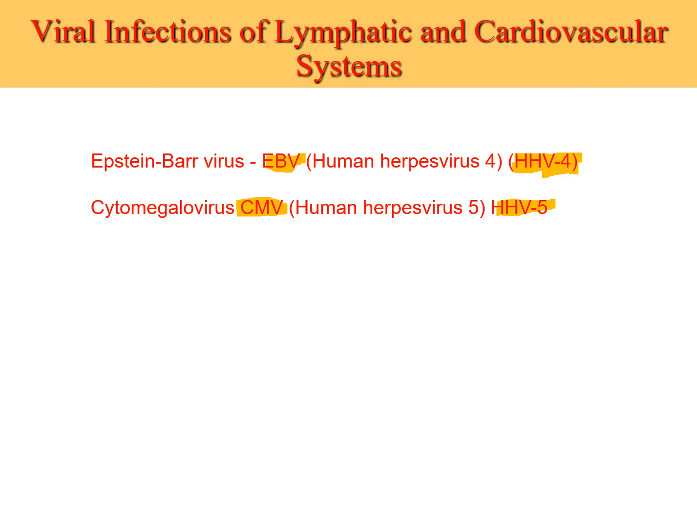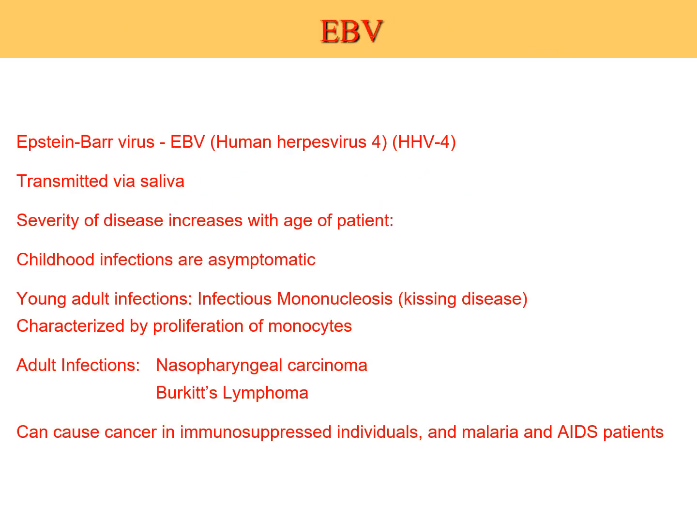I remind you that HHV1 is herpes simplex virus 1. HHV2 is herpes simplex virus 2, which cause cold sores. HHV3 is varicella zoster, which causes chickenpox and shingles. And here we have HHV4, Epstein-Barr virus, and HHV5, cytomegalovirus. These are found in infections of the cardiovascular system.